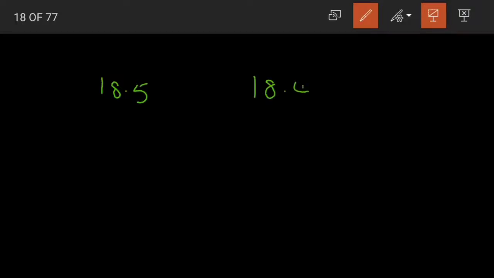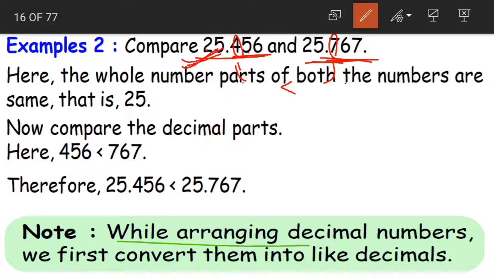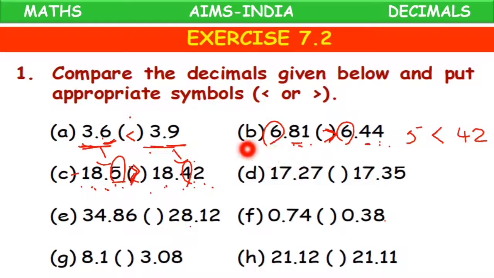18.5 and 18.42. Again, if you remember the note here, what was written here? While arranging decimal numbers, we first convert them into like decimals. Or while arranging and also while comparing, like decimals means what? Like decimals are those decimal numbers which have the same number of decimal places. Here the number of decimal places is 1 and here we are having 2. So now we have to add one more decimal place here. How can we do that? We can simply add a 0 to the right side of it.